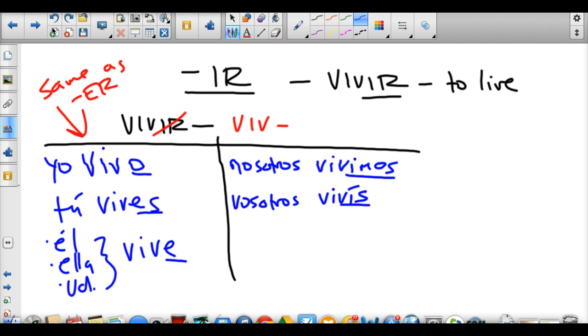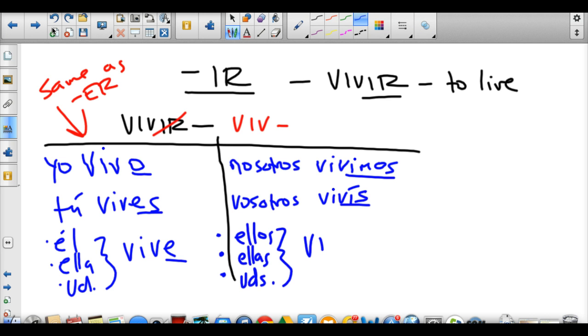I accent S. And finally, in the ellos, ellas, ustedes form, which I've been making a lot of reference to as well, these are the three forms with one set of endings. Ellos meaning they for all guys or guys and girls, ellas meaning they for all girls, and ustedes for you guys.